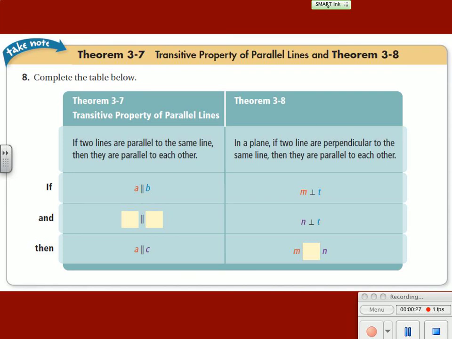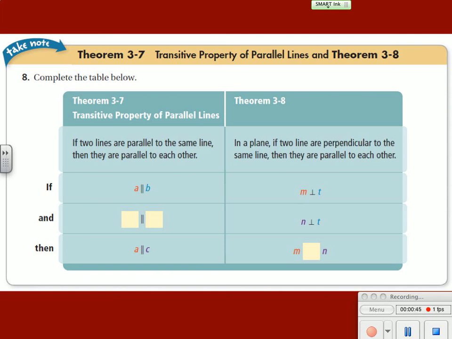All right, we're going to start our lesson today with Theorem 3.7 and Theorem 3.8. Theorem 3.7 is the transitive property of parallel lines. And then Theorem 3.8 deals with two lines are perpendicular to the same line, then those lines are parallel. So let's go ahead and go through those.